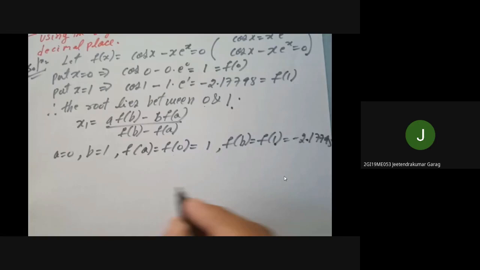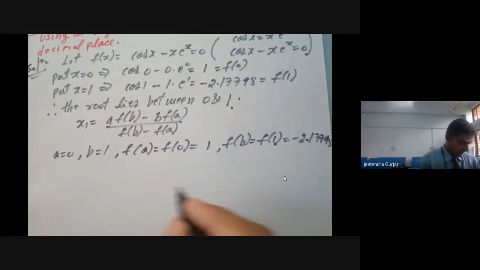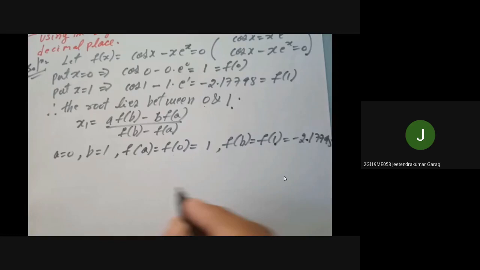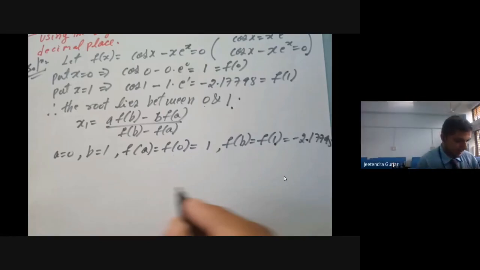Sir, is the cos 1 in degrees or radians? It must be in radian, correct. If it's in radians, then minus 2.177 is correct. Yes, it is in radian. Since this is mathematics, I have to put it in radian. Sir, should we always take problems in radian? Obviously it is in radian, no? Good question. It must be in radian. Definitely. Very good question you have asked.